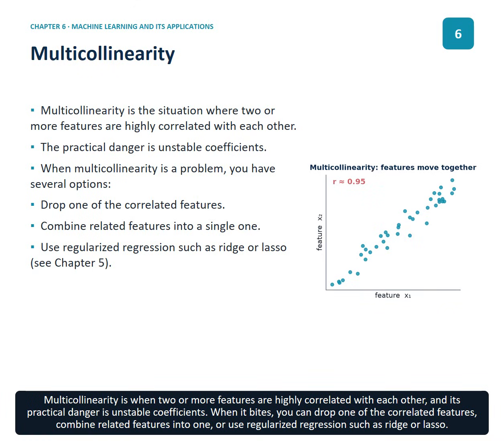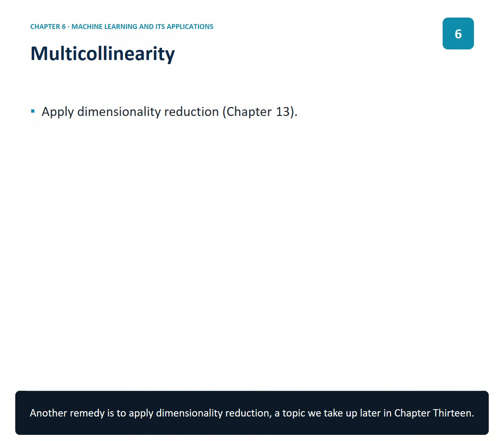Multicollinearity is when two or more features are highly correlated with each other, and its practical danger is unstable coefficients. When it bites, you can drop one of the correlated features, combine related features into one, or use regularized regression such as ridge or lasso. Another remedy is to apply dimensionality reduction, a topic we take up later in Chapter 13.